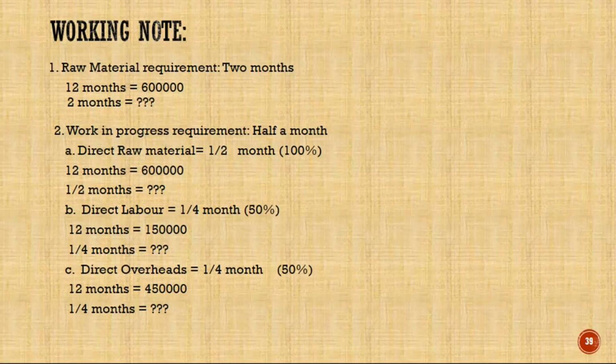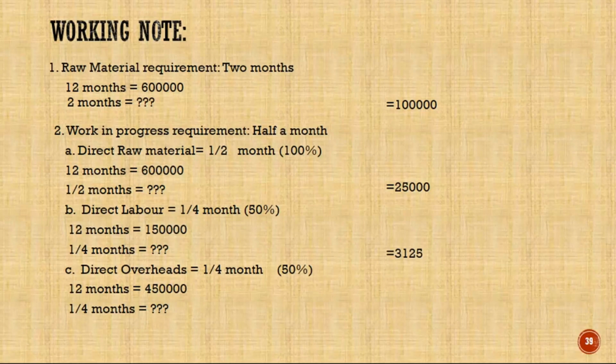So here, first we calculated the raw material requirement. We tried to identify the raw material requirement. And second is the work in progress requirement. So let us cross check what our answer is. First, the raw material requirement answer is 1 lakh. Next is WIP. Under that WIP requirement, first is direct raw material. Here, the amount is 25,000.